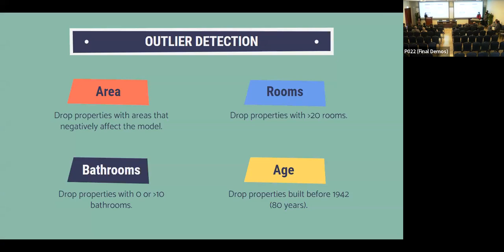We also worked on removing the outliers from the data set, since outliers cause various problems to the statistical analysis of the model and lead to bad predictions. For the area, for example, we dropped any outlier that negatively affected the model. For the number of rooms, we dropped any property which has more than 20 rooms. Same for the bathrooms, between 0 and 10. And for the age, we dropped properties built before 1942.